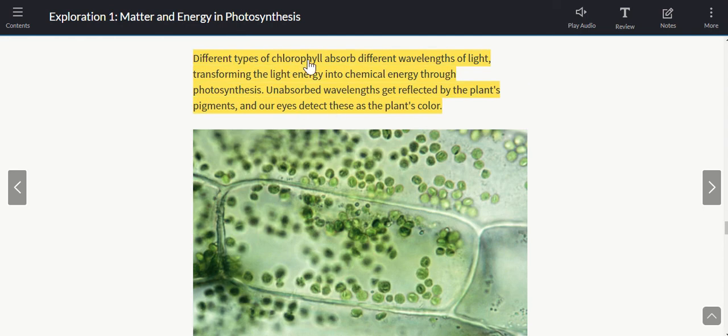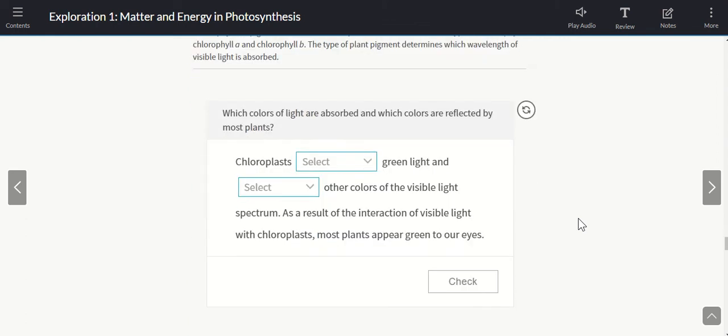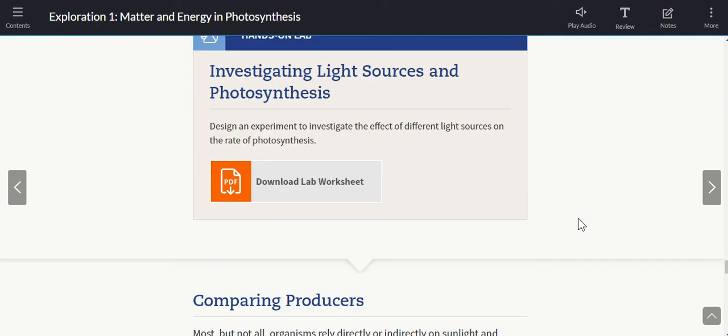Again, different types of chlorophyll absorb different types of light. The only one that's not absorbed is green. And then we'll finish up with this piece.